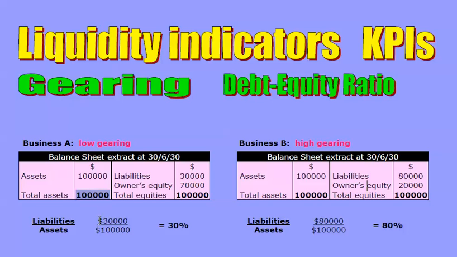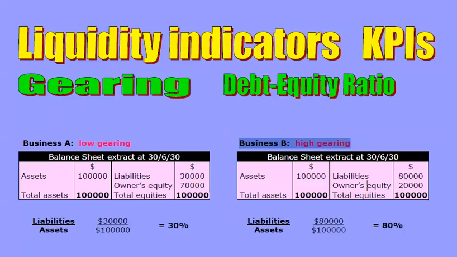So the ratio, or the formula, is liabilities over assets, so 30,000 over 100,000, this will be 30%. So that means of every dollar of assets, the business has 30 cents in liabilities.